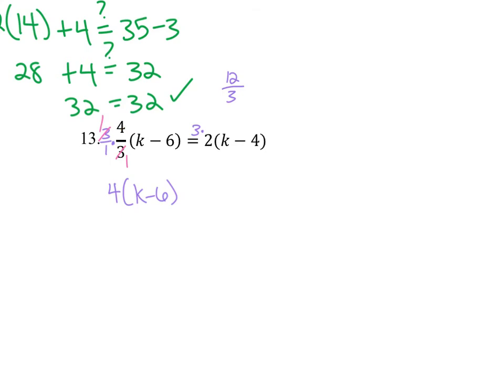On the right side, it's a little easier. We don't have to deal with fractions. We just do 3 times 2, which is 6. And now it's 6 that we are distributing to k minus 4.